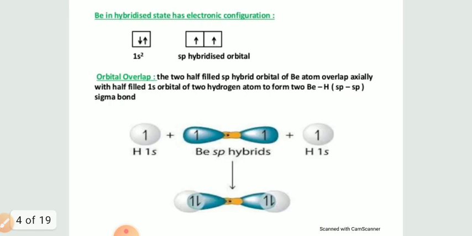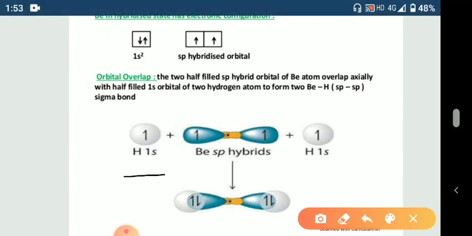which further overlaps with two hydrogen atoms, resulting in the formation of beryllium hydride having a linear structure, bond angle of 180°.